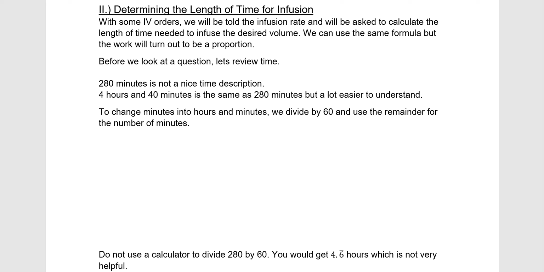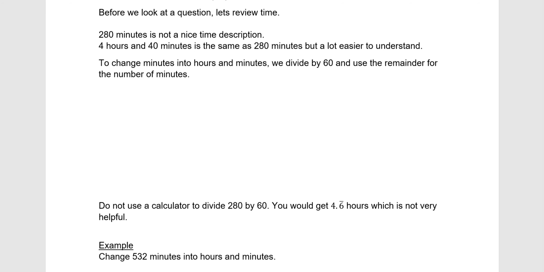Before we actually get into an actual problem here, let's use this page to review time in general. So let's say we had 280 minutes. That's really not a great description for time. A better way to say 280 minutes would be 4 hours and 40 minutes because it's just easier for us to understand. If we want to change minutes into hours and minutes, we're going to divide by 60. The quotient, or the answer, will be the number of hours. The remainder will be the number of minutes.